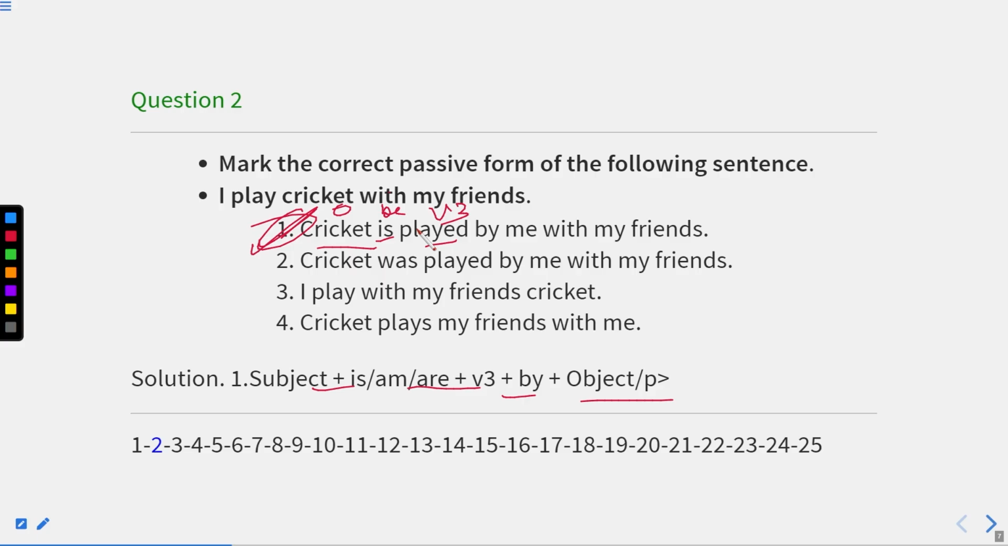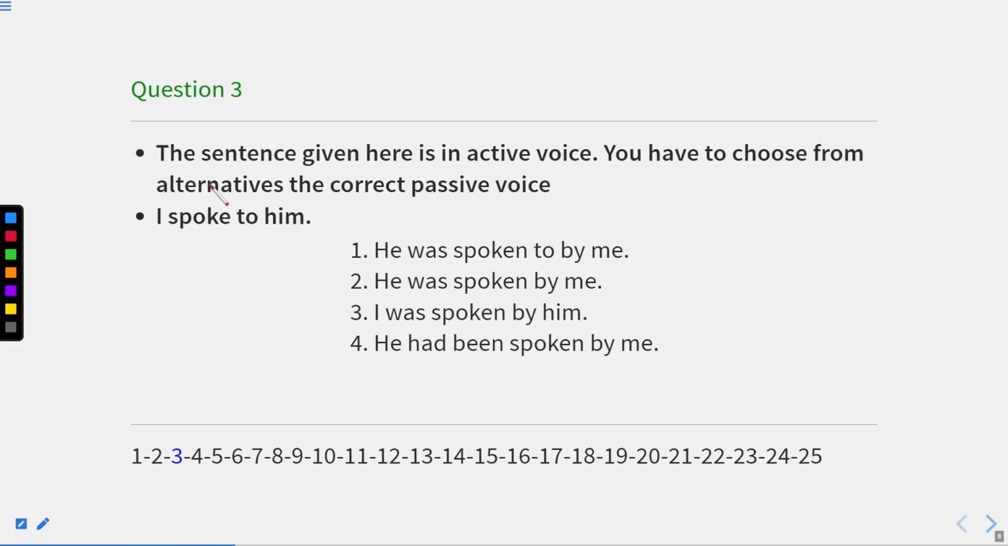Now let us move to the next one. Now this is question number 3. The sentence given here is an active voice. You have to choose from alternatives, it means options given below, the correct passive voice. Now the sentence is I spoke to him. Whenever you find these type of sentences where there is a verb and after that we necessarily need a preposition, for example, after spoke we necessarily require this preposition to.